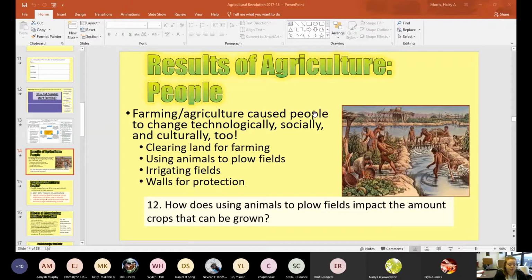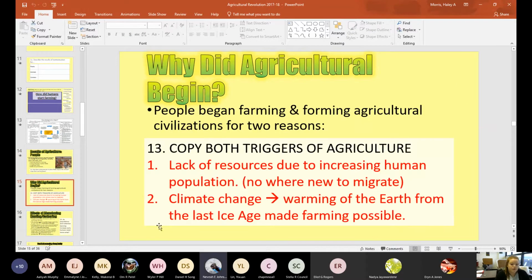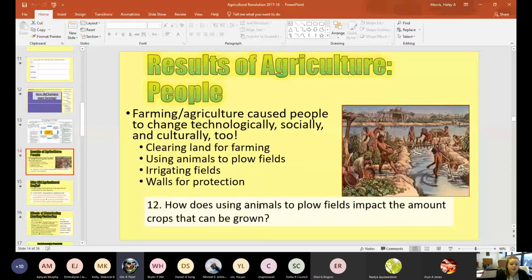So the way they impact crops is they can grow more crops. So you could say something like, more crops can be grown as a result of using animals to plow fields. All right, did everybody get that one? They can grow more crops. That's what you need, more crops.